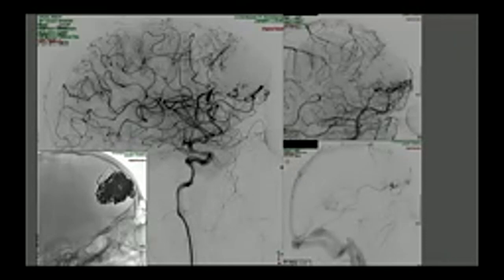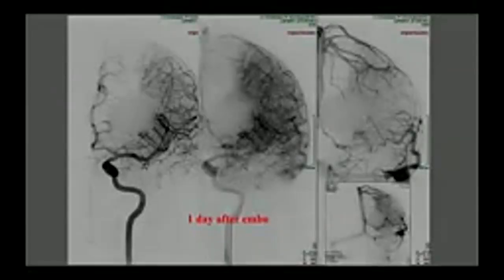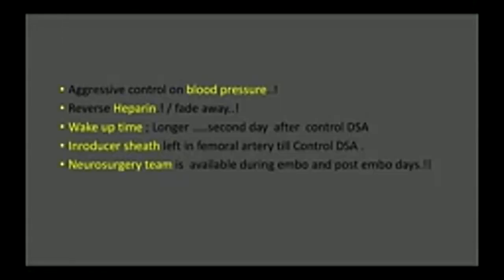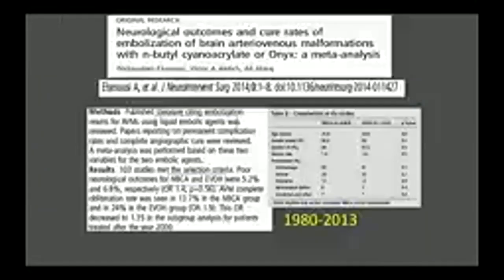And then we change our protocol to reduce our complication. We let the patient sleep for a while, and we started doing control run in the next day, and realizing that the perinidal and large vessels are disappearing. That's why this is the second day angiogram. We started to do that protocol. Wake up time is longer. We don't take the introducer sheet. And I'm not a surgeon, actually. I went to radiology just because of the intervention. And then our neurosurgical team, we are working really as a team, waiting in that period. This is the 8 month angiogram of this particular case.